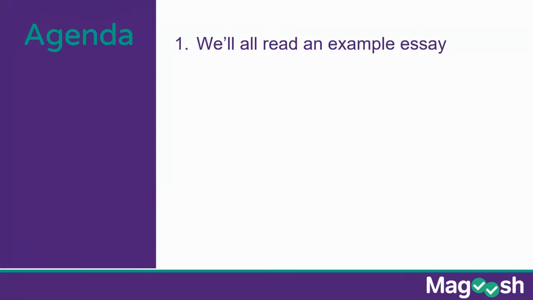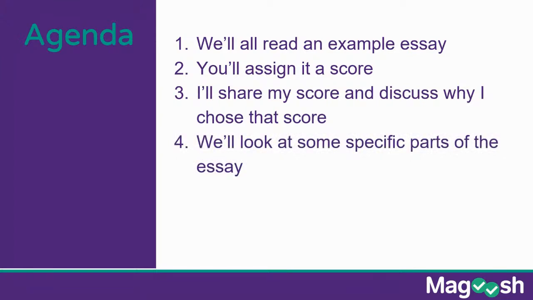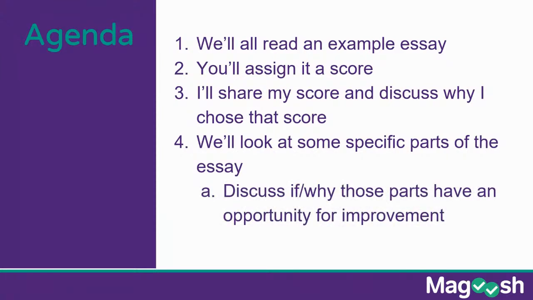And this is how we're going to break it down. First, we're all going to read an example essay. So I have a link I'm going to share with you in a little bit. It'll take you to an essay, which you'll read through. And then after you read the essay, you will assign it a score. After you assign it a score, I will share the score I gave it and discuss why I chose to give it that score. Then we'll look at some specific parts of the essay, particularly why it got the score based on the nuts and bolts. And then we'll discuss if and why those parts have an opportunity for improvement.